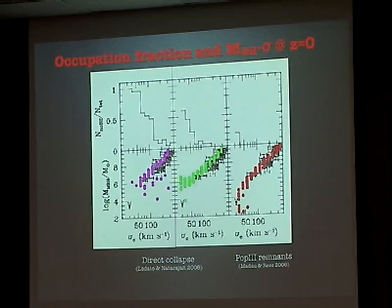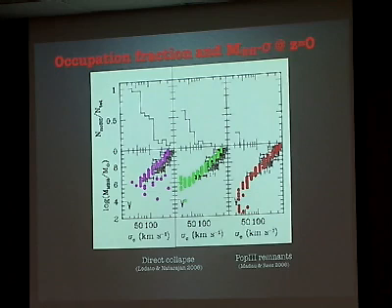A very powerful diagnostic would be the occupation fraction of black holes, which is shown at the top. Here what I show is the fraction of galaxies at a given velocity dispersion, so basically at a given mass, that have or do not have a black hole. You see that at very low masses, we expect the three models to differ quite a lot in the occupation fraction of black holes.